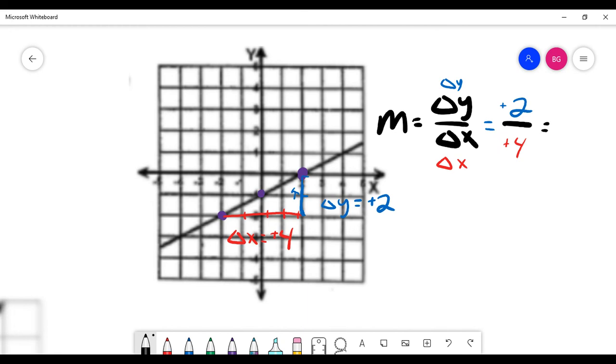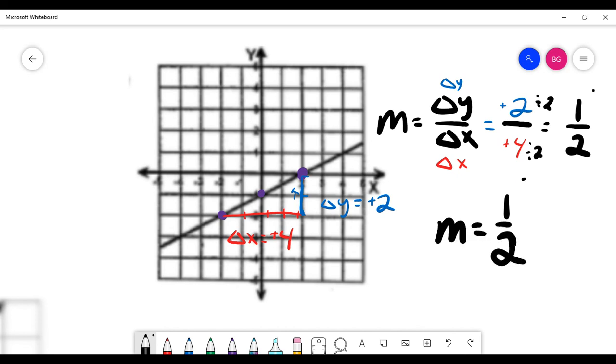And 2/4. Think about what 2/4 reduces to. We should be like, oh, both those divide by 2. Okay. And 2 divided by 2 is 1. And 4 divided by 2 is 2. So my slope is 1/2 for this graph. My slope is 1/2.